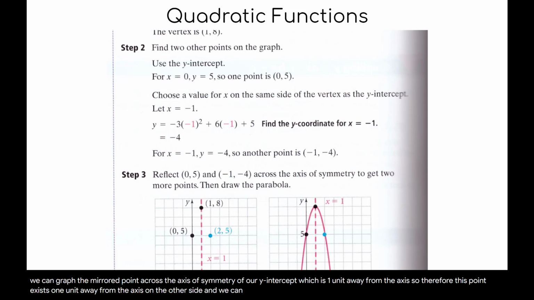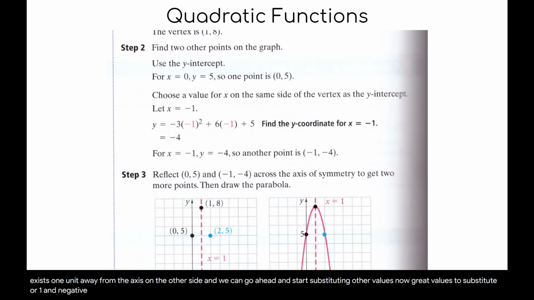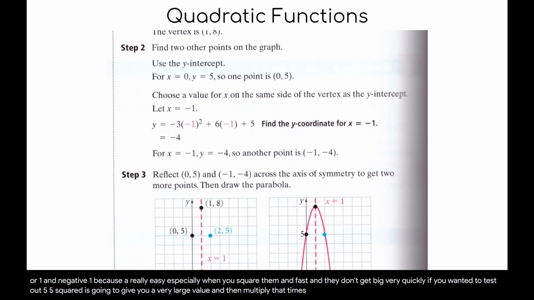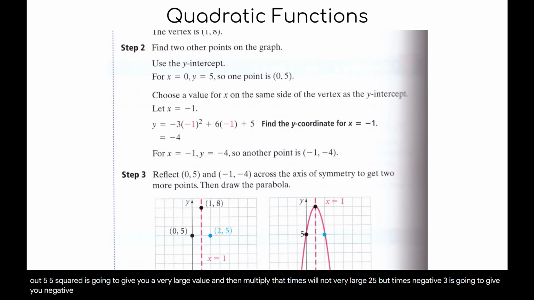And we can go ahead and start substituting other values. Now, great values to substitute are 1 and negative 1, because they're really easy, especially when you square them, and fast, and they don't get big very quickly. If you wanted to test out 5, 5 squared is 25, but times negative 3 is going to give you negative 75, and unless you're planning to graph numbers that big, you likely do not have a graph that is going to allow you to plot that point. So just be mindful. You're trying to keep close to the axis of symmetry when you choose your x values.